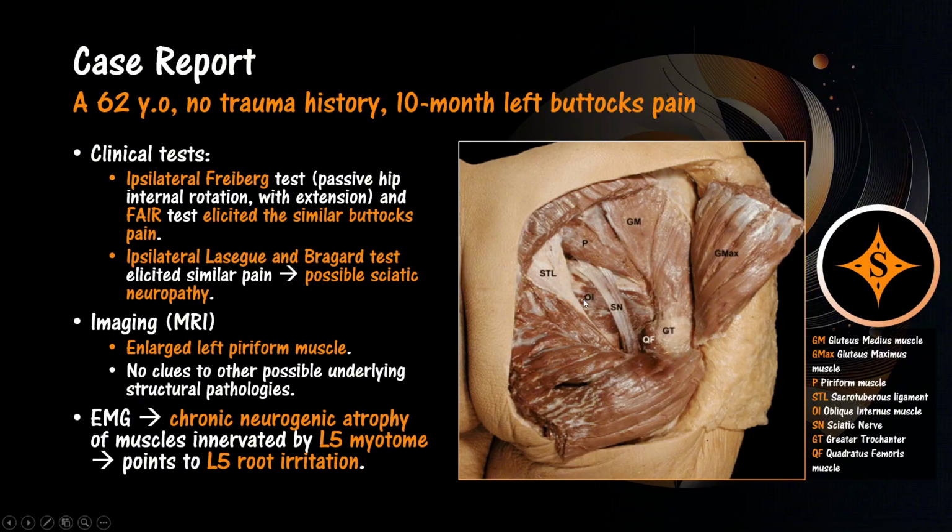And then the OI is the obliquus internus muscle. STL is the sacrotuberous ligament, which extends from the sacrum bone, which is the bone above the tailbone, to the ischial tuberosity, which is not visible here.